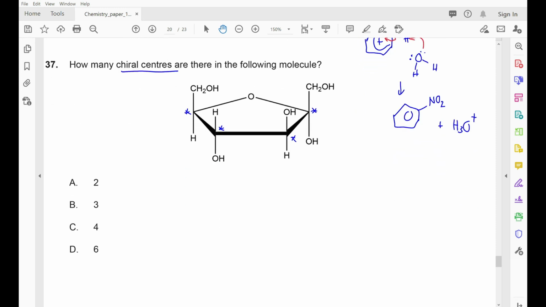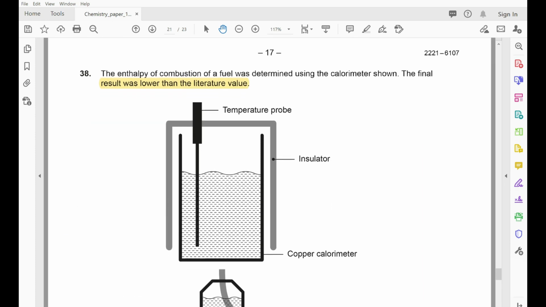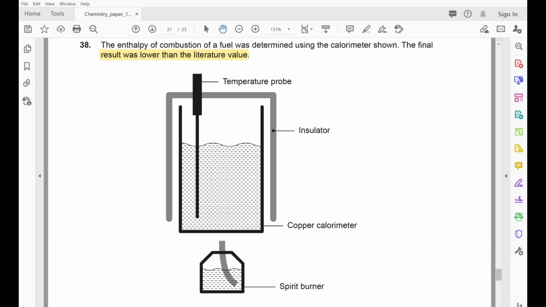Chiral centers mean carbons that are bonded to 4 different substituents. So there are 4 here. Answer is C. Question 38. The enthalpy of combustion of a fuel was determined using calorimeter. The final result was lower than the literature value. If the final result is lower, that means that the temperature change that is measured is too low.